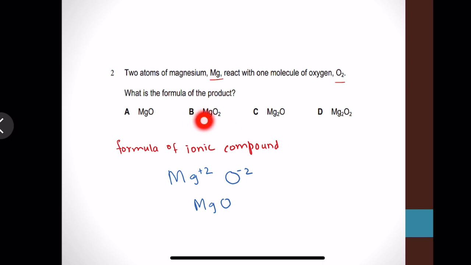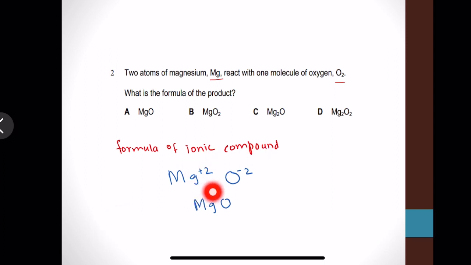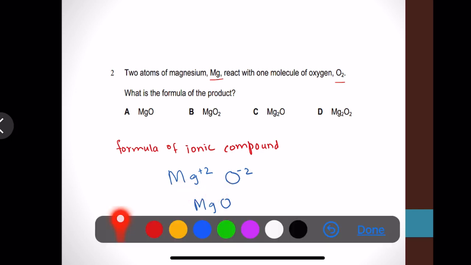So here the answer of the question will be MgO. Option A will be the right answer. So don't get confused by the wording here, like 2 atoms of magnesium, 1 molecule of oxygen, because ionic compounds always have the same formula. Because the formula of an ionic compound cannot be changed, it is determined by their valencies from the periodic table.